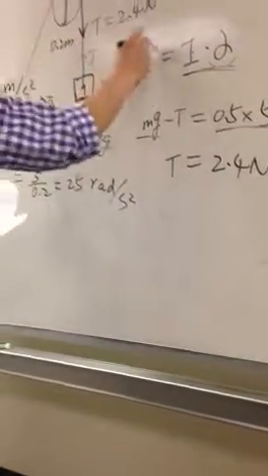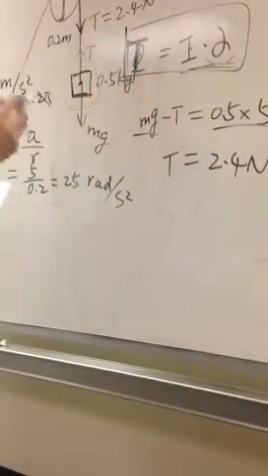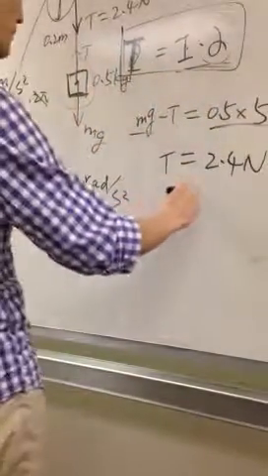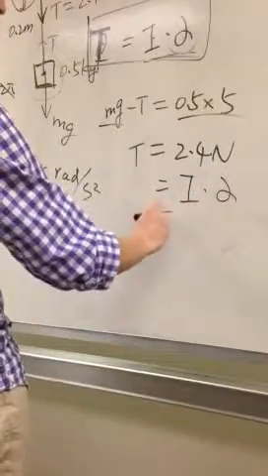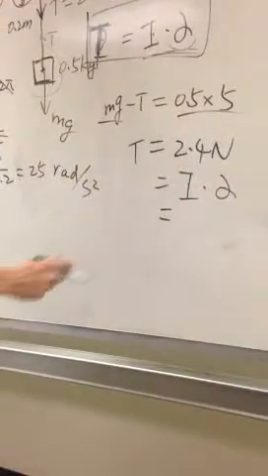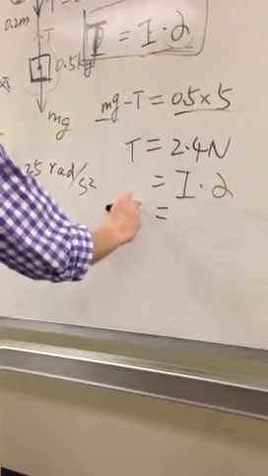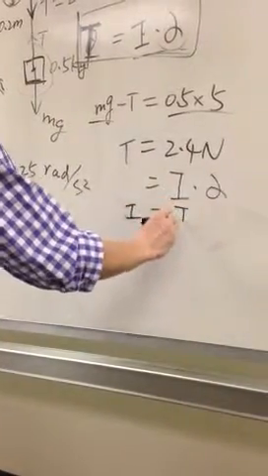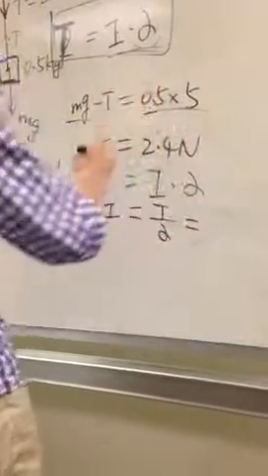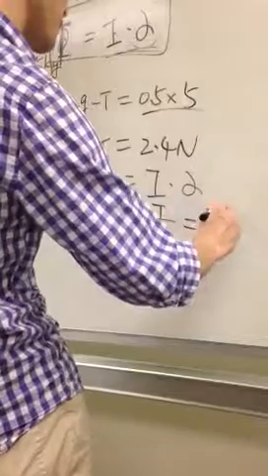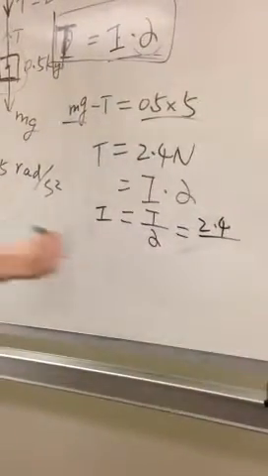So for the tension, you're sure about this equation, right? Torque is tension times R, so the tension should be I alpha over R. You know the tension is 2.4, and then the alpha is 25.